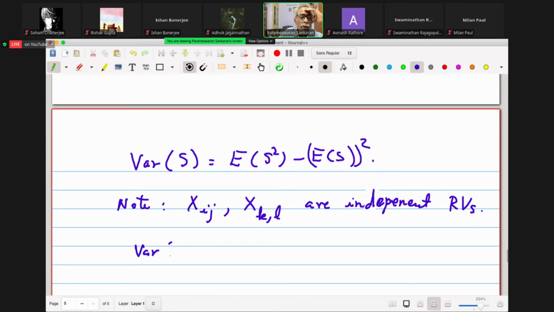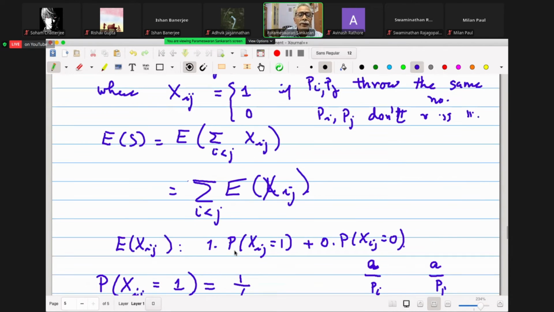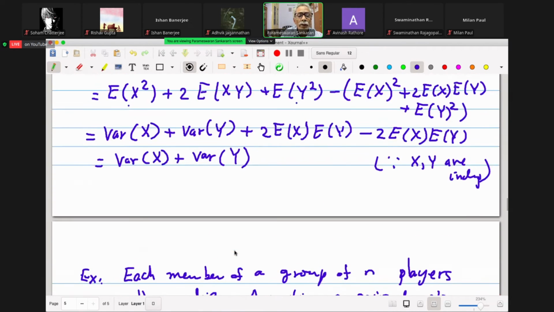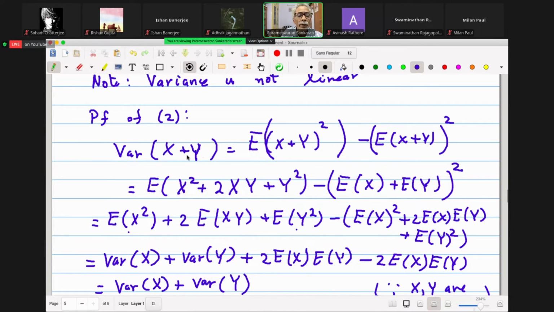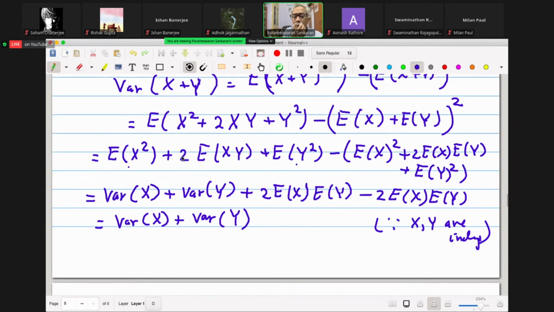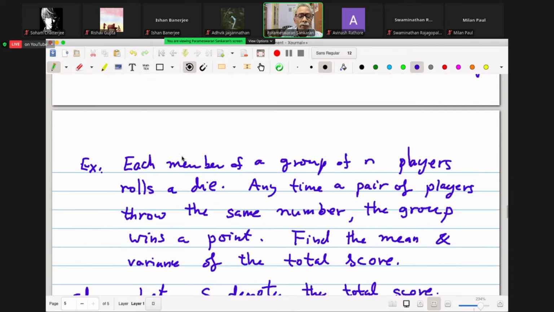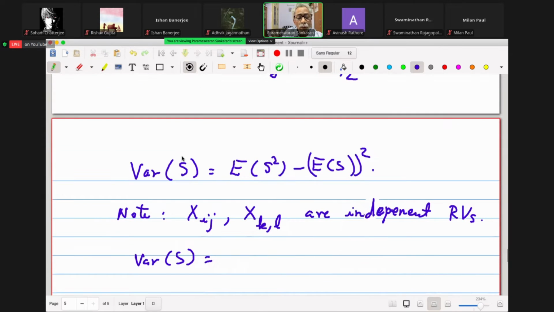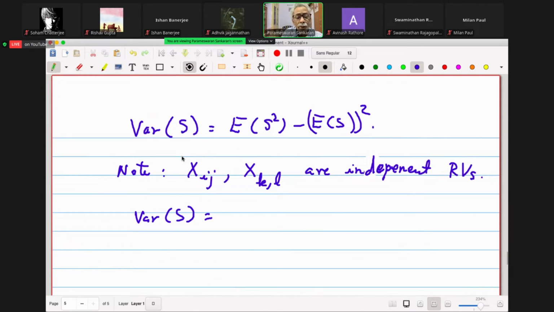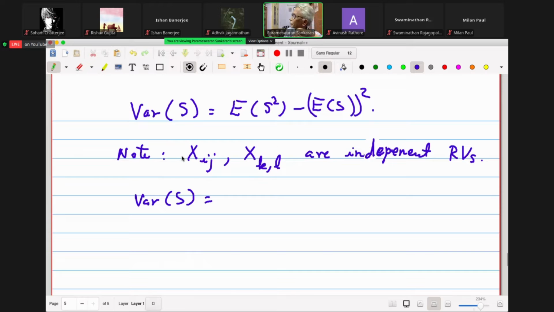What is the variance of S? We had this property too, right? The variance of X plus Y is the variance of X plus the variance of Y for two random variables which are independent. Suppose you have a bunch of random variables, you can repeat this process. When you have a bunch of pairwise independent variables, only pairwise, that will do. They need not be independent together. Actually, this is not jointly independent.